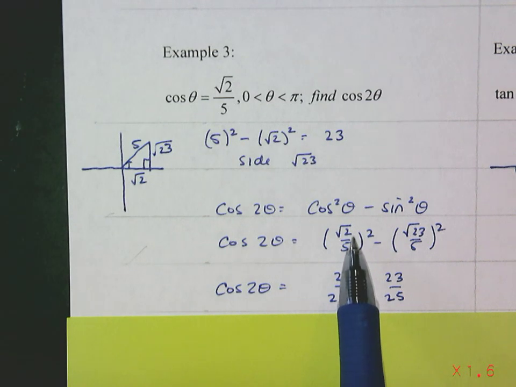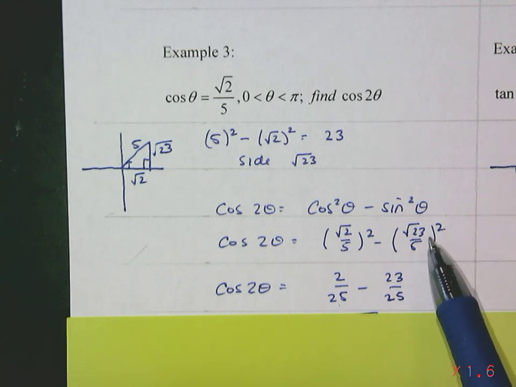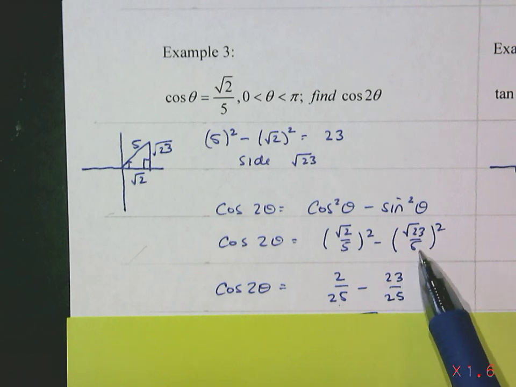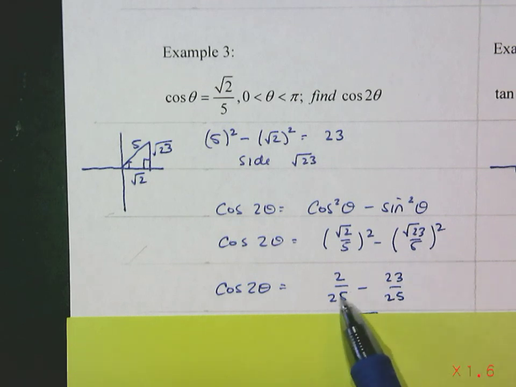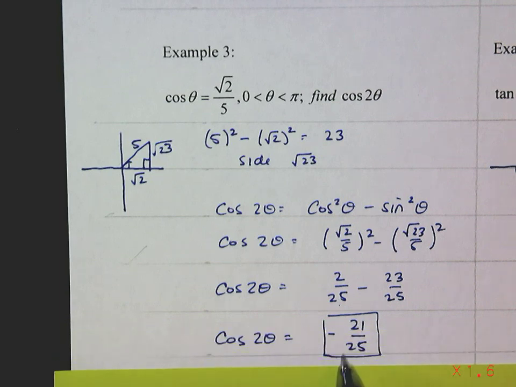Square root of 2 multiplied by square root of 2 is 2. 5 multiplied by 5 is 25. Same thing here. Square root of 23 multiplied by the square root of 23 is 23. 5 multiplied by 5 is 25. So then I have a common denominator. I can subtract, and I get negative 21 over 25. And once again, I would check with a calculator.